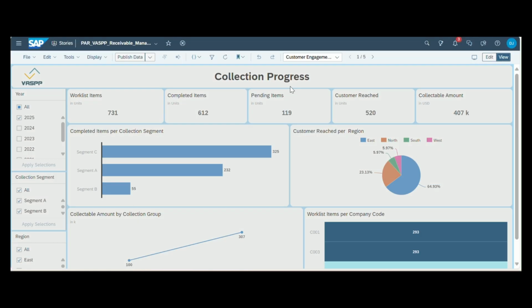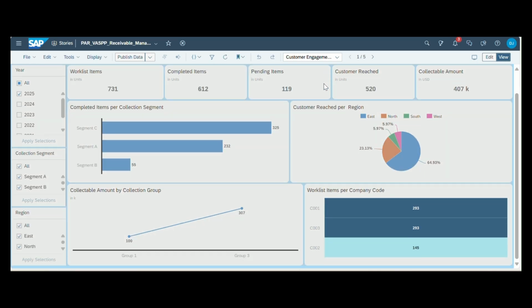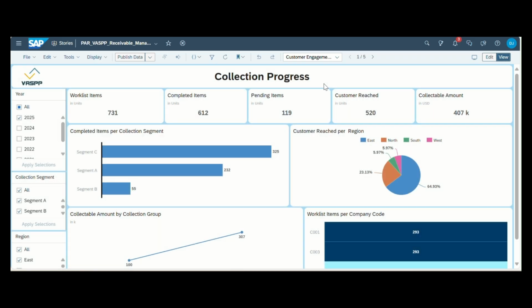Welcome to Collection Progress, your frontline view of receivables and collection performance. In today's financial environment, managing what's owed is no longer just about tracking overdue invoices. It's about unlocking working capital, improving collection efficiency, and minimizing risk.